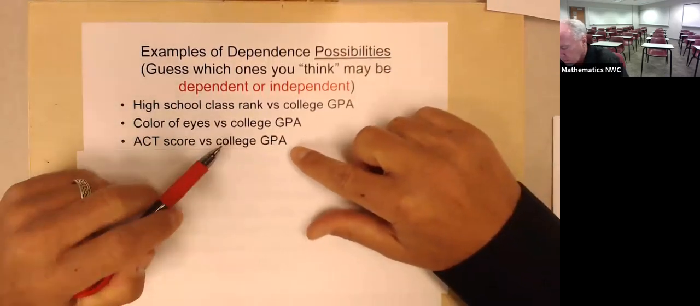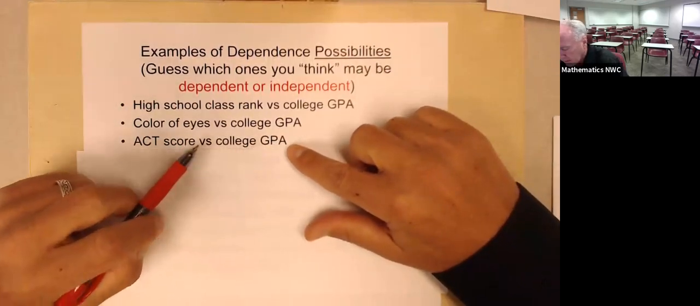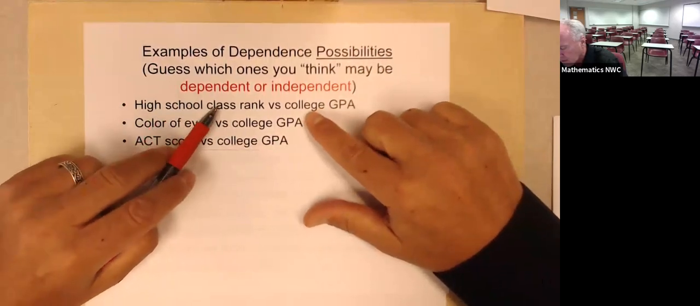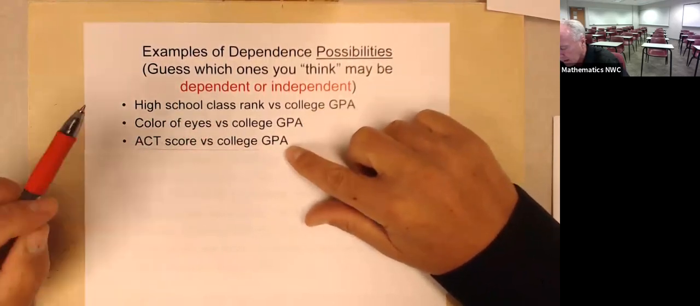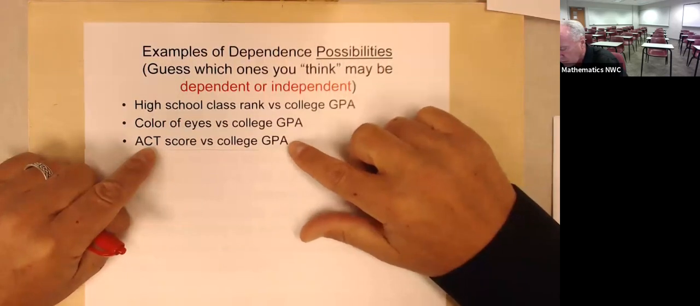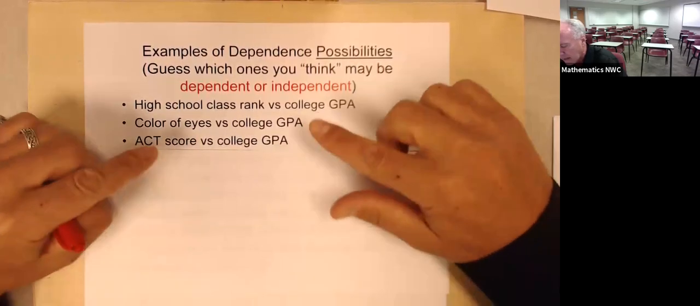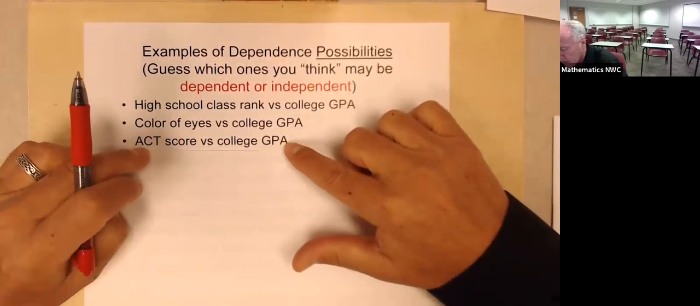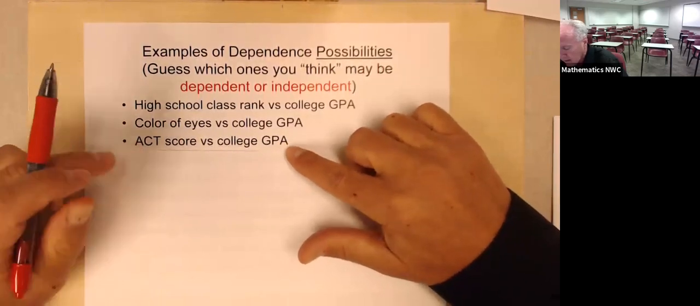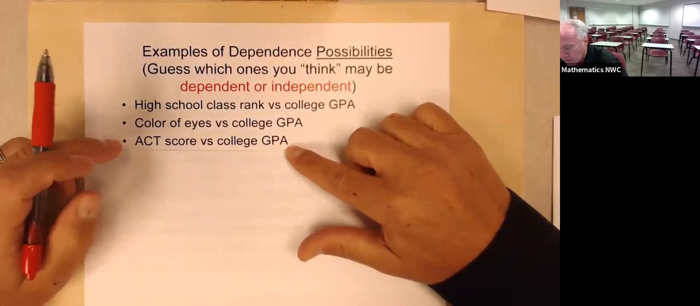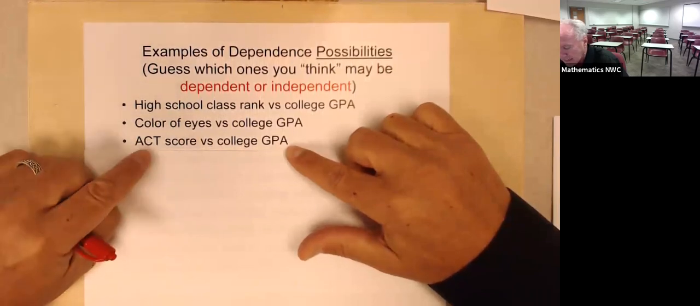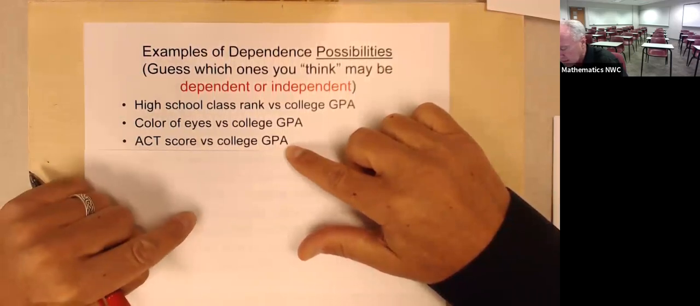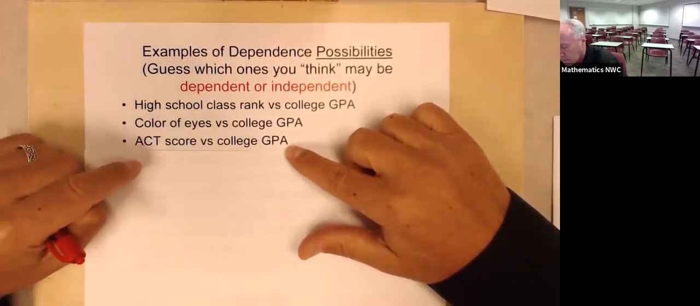ACT score versus college GPA. That's similar to the first one, high school class rank versus college GPA. If you get a better ACT score, are you more likely to have a better college GPA? Do those go up and down together? And the answer is yes. Not necessarily that one causes the other to go up or down. Usually there's an extraneous variable at work. In this case, it would be intelligence. Intelligence tends to get you a higher ACT score. Intelligence tends to get you a higher GPA.